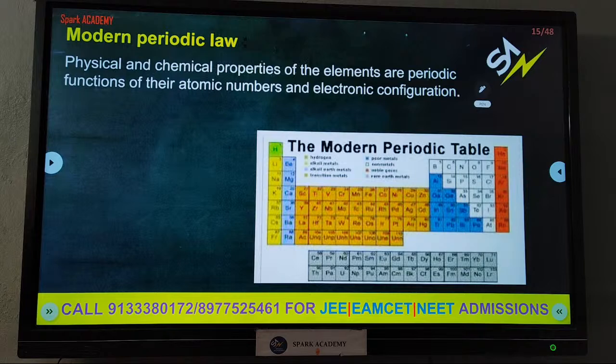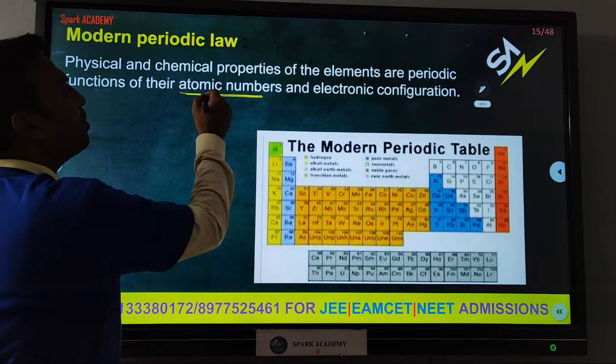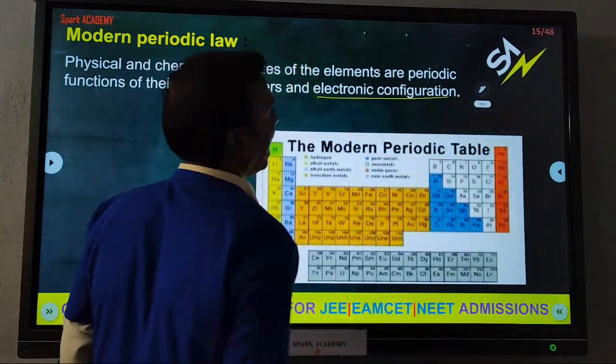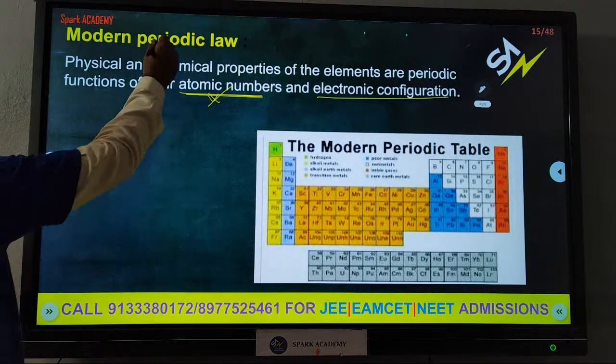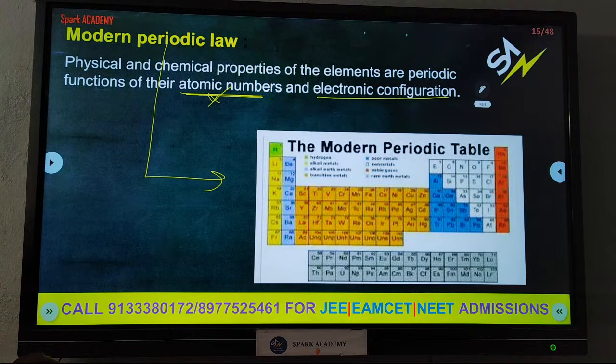So what is the modern periodic law? Physical and chemical properties of the elements are periodic functions of their atomic numbers. In Mendeleev's periodic table, this depends on atomic mass. But in the modern periodic law, we are explaining atomic number and at the same time electronic configuration. The modern periodic table depends on atomic number and electronic configuration, the electrons which we fill in the respective atoms' orbits. So this is the modern periodic law and modern periodic table.